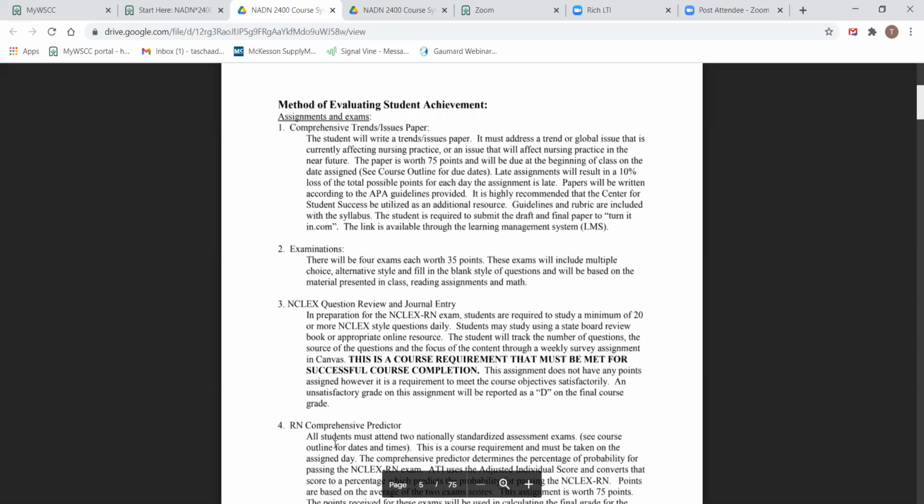Guidelines and the rubric are included in the syllabus, and we'll talk about all of that in detail as we get to those papers. You will be submitting the draft and the final paper. I'm trying to figure that out yet. I just want to verify that it's going to work correctly with Canvas and that we don't have any issues with that.